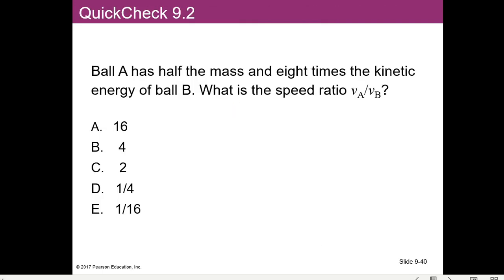Okay, so ball A has half the mass and 8 times the kinetic energy of ball B. What is the speed ratio, vA over vB? Well, if it has half the mass, but 8 times the kinetic energy, then it must have 16 times the v squared. Well, if v squared is 16 times, then v is 4 times.